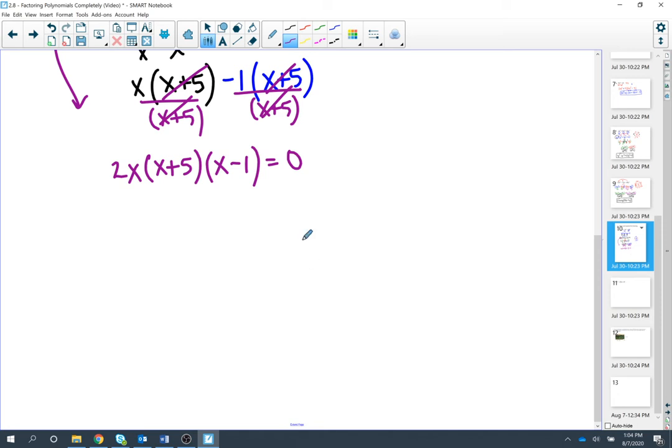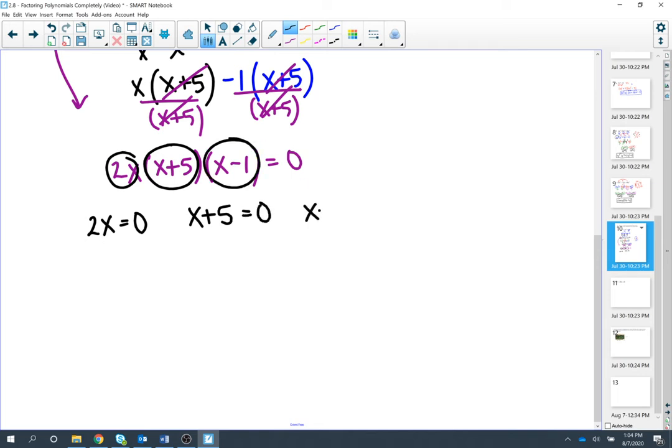But this said solve, meaning tell me what x is so that when I stick it back in, I get 0. Well, zero product property, except this is the extended version. Instead of a times b equals 0, I have a times b times c. But at least one of them has to be 0. So 2x could be 0. X plus 5 could be 0. Or x minus 1 could be 0.